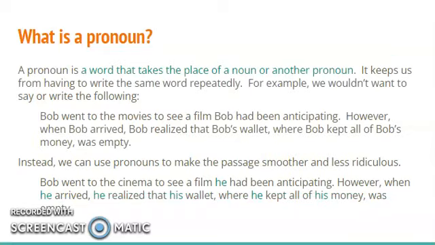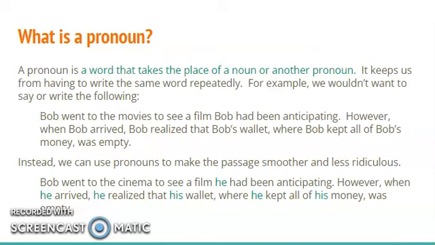So we're going to start by talking about what is a pronoun. So a pronoun is a word that takes the place of a noun or another pronoun. And the reason we have pronouns is because it keeps us from having to write the same word repeatedly, which helps our writing sound smoother and flow better.